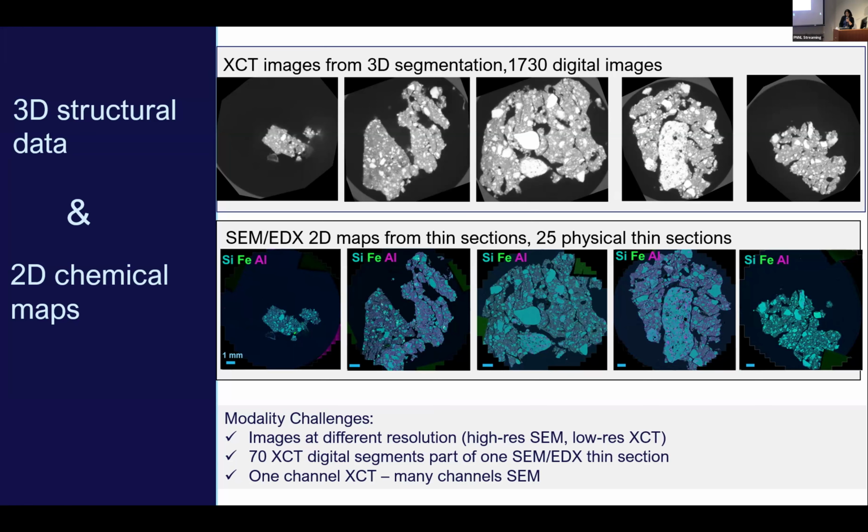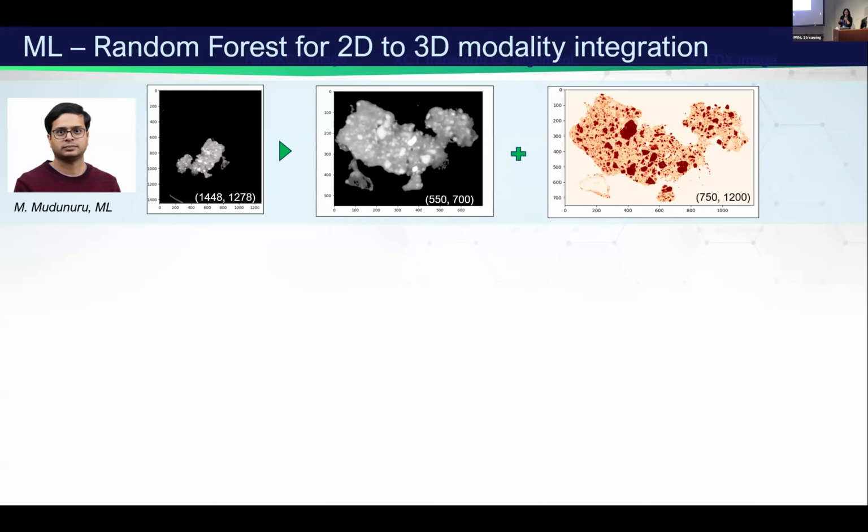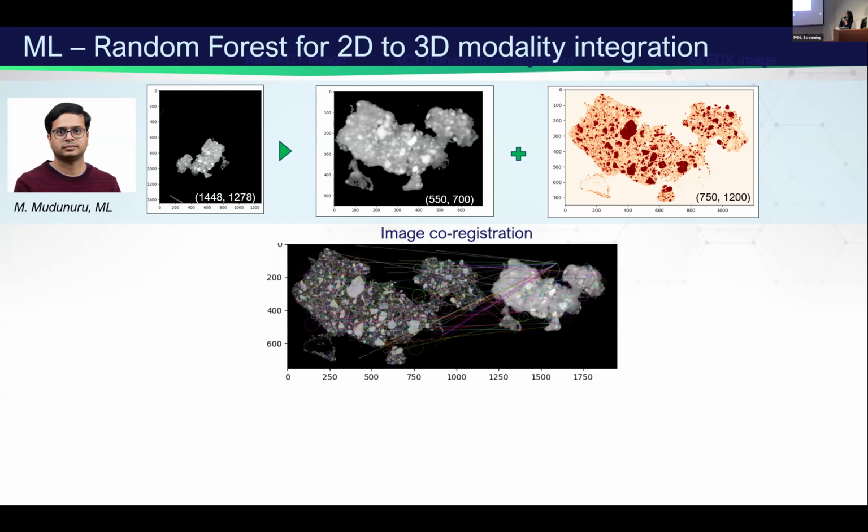So how are we dealing with this? We are definitely going through machine learning processes. This is with Maruti. He's going to talk a little bit about this. But in general, he is using random forest, which is a relatively quick technique that doesn't need a lot of parameterization. He matches the resolution between XCT and EDX, and then there is a co-registration of the images step.